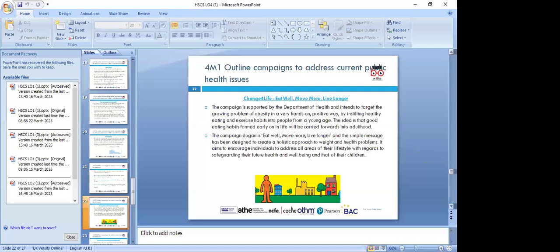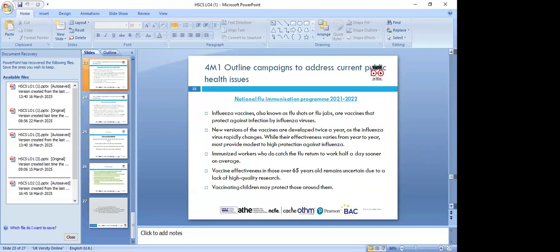Okay, a simple message that has been designed to create a holistic approach to weight and health problems. It aims to encourage individuals to address all areas of their lifestyle with regards to safeguarding their future health and well-being and that of their children. Very, very important. Okay, so these are campaigns that you can get on. It all talks about eating well, and not eating and going straight to bed, but walking around, moving around, and that in effect allows you to live longer.